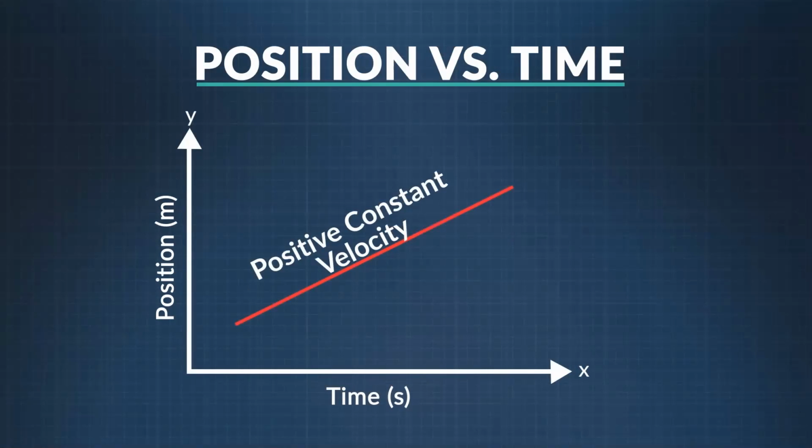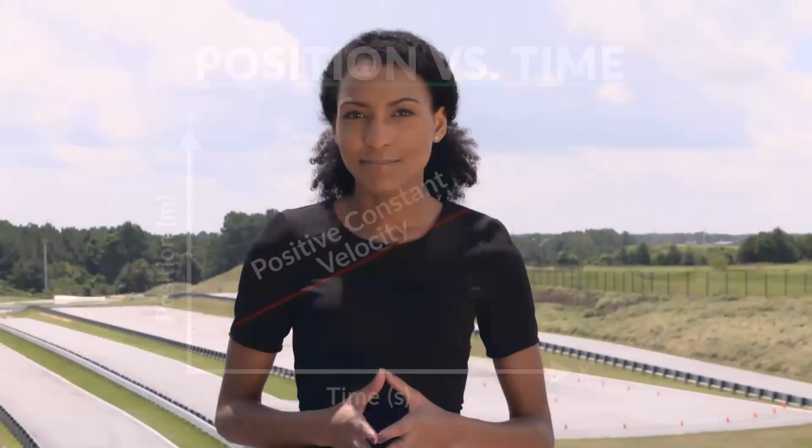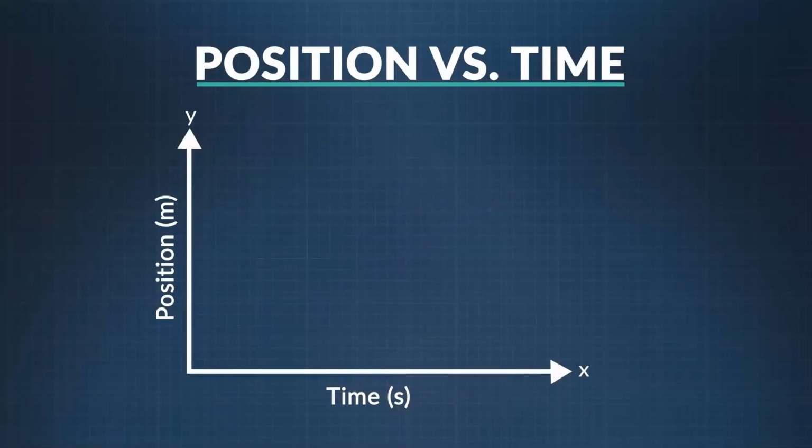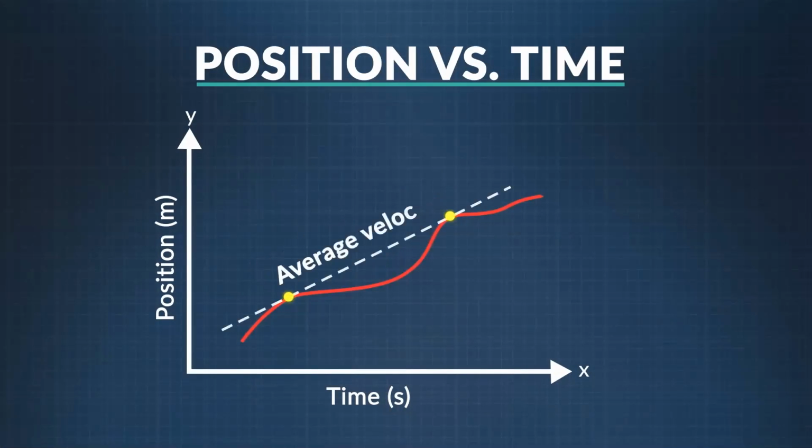By looking at the slope of the line in a position time graph, we can learn about an object's velocity. It makes sense that this object is moving at a constant velocity because the slope of the line is not changing. We're covering the same amount of distance in the same amount of time. We can calculate the constant velocity by finding the slope of this line. If the velocity wasn't constant, we can calculate the average velocity by drawing a line between 2 points in time and find out the slope of that line.